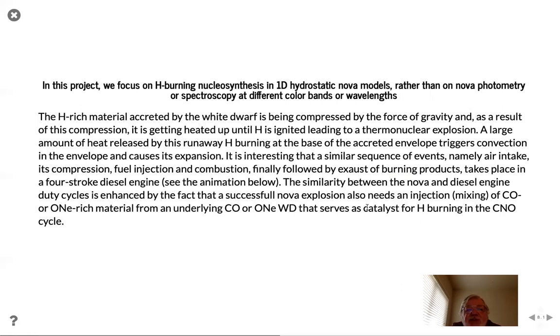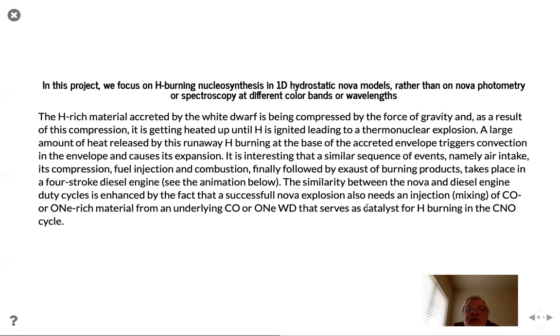So the hydrogen-rich material is accreted by the white dwarf, carbon-oxygen or oxygen-neon white dwarf. So correspondingly, there are carbon-oxygen novae and oxygen-neon novae, okay? The hydrogen-rich material accreted by the white dwarf in a close binary system is being, as I said before, compressed by the force of gravity. And as a result of this compression, it's getting heated up until hydrogen is ignited, leading to a thermonuclear explosion. A large amount of heat released by this runaway hydrogen burning at the base of the accreted envelope triggers convection in the envelope and causes its expansion.